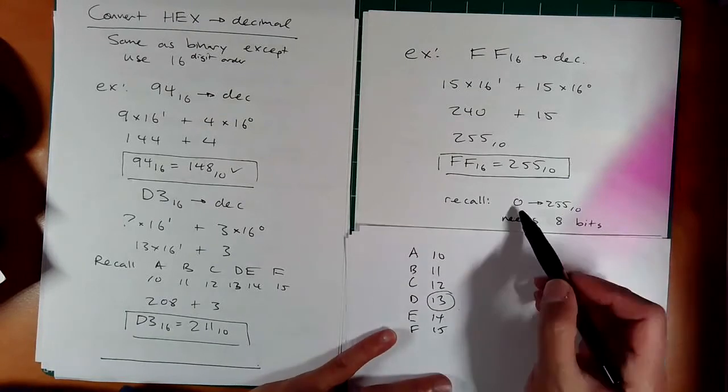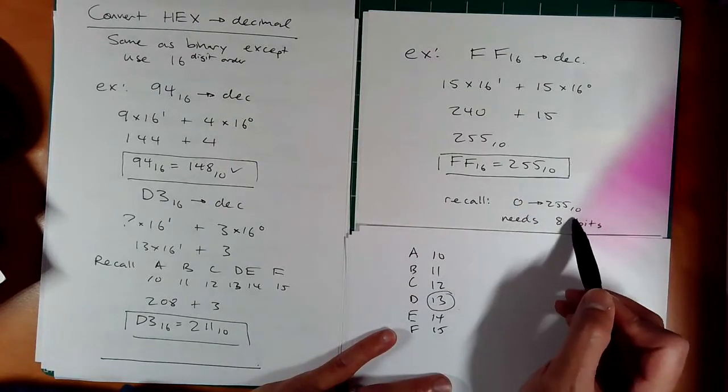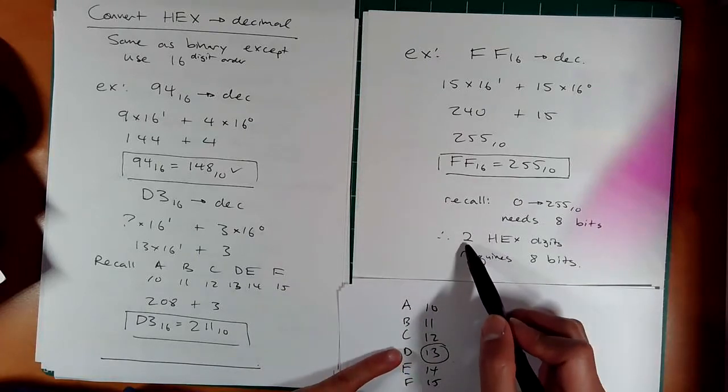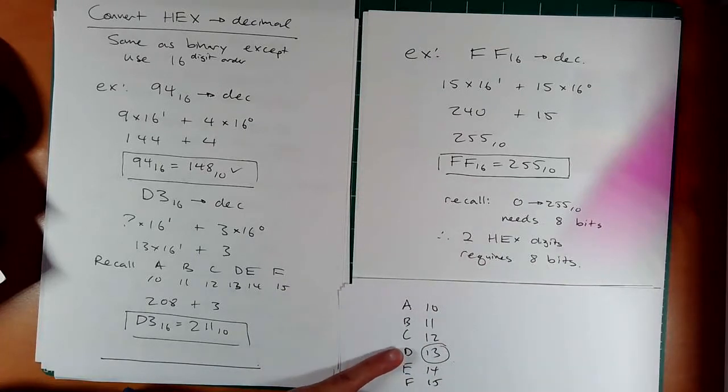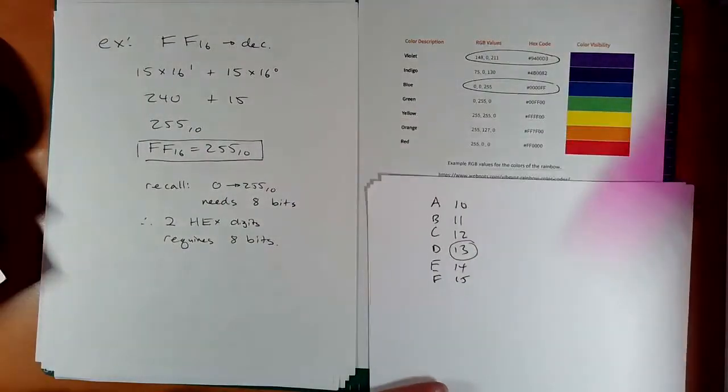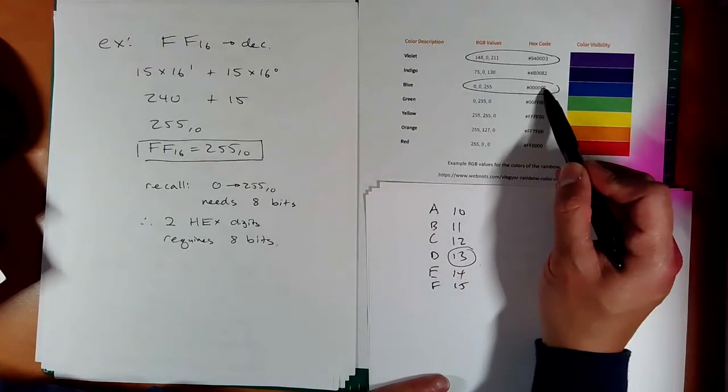We might have seen this before. This is the max positive number you can represent with 8 bits. So what do you have? 2 hex digits requires 8 bits, and we've seen this in the color code for NeoPixels here. Look at this, 255 and FF.